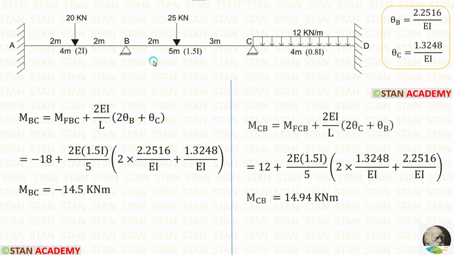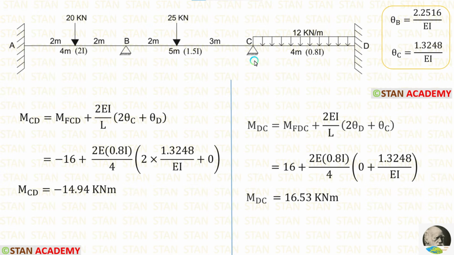Now let us make the slope deflection equations in the span BC. In the span BC, moment of inertia is 1.5I and length is 5 meter. Let us apply in both of the equations. After applying the value of theta B and theta C, we are getting MBC and MCB.